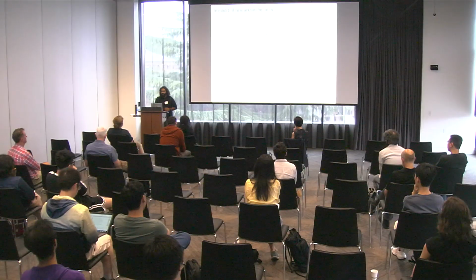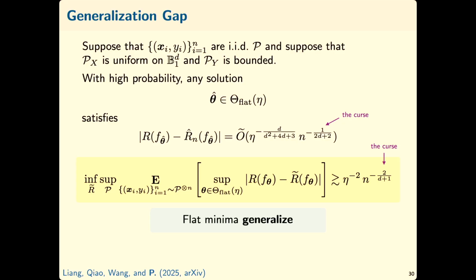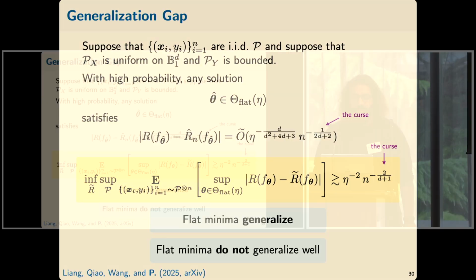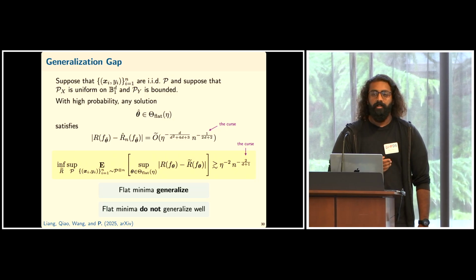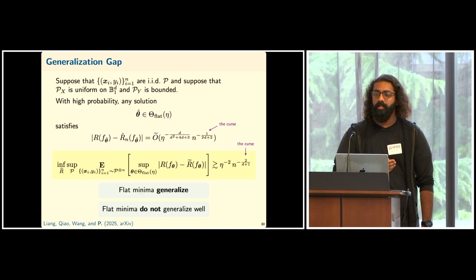Okay, so then I guess maybe the takeaway from this result is that flat minima generalize in the sense that this rate does go to 0 as n goes to infinity, but maybe you would say they don't generalize well because of this interesting dependence on dimension.